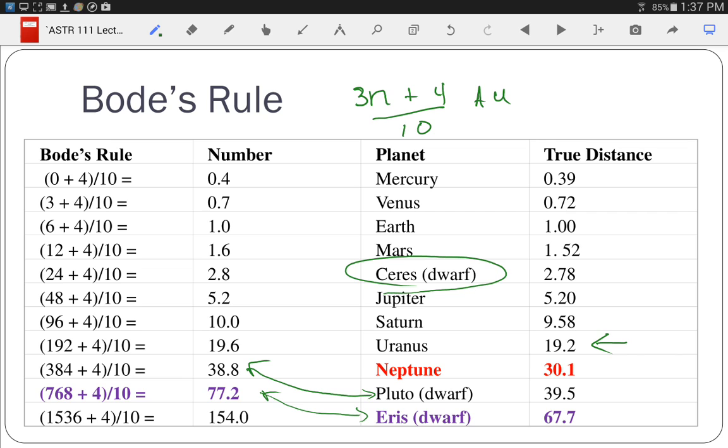Question 7. What does the N stand for? N is an integer. Oh, so it's just 1, 2, 3, 4. Yes. 0, 1, 2, 3, 4. 0 for Mercury, then 1.